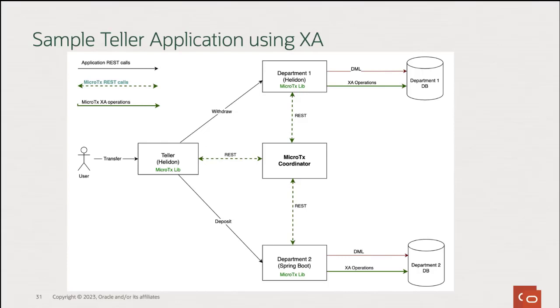The coordinator then calls back to all the participants via the included MicroTx library to prepare all the participants. Once all the participants are prepared, the transaction coordinator then calls back to all the participants to commit their transaction branches. Finally, the transaction coordinator returns success or failure to the initiator's request to commit the transaction. So this is how XA can be implemented using MicroTx.